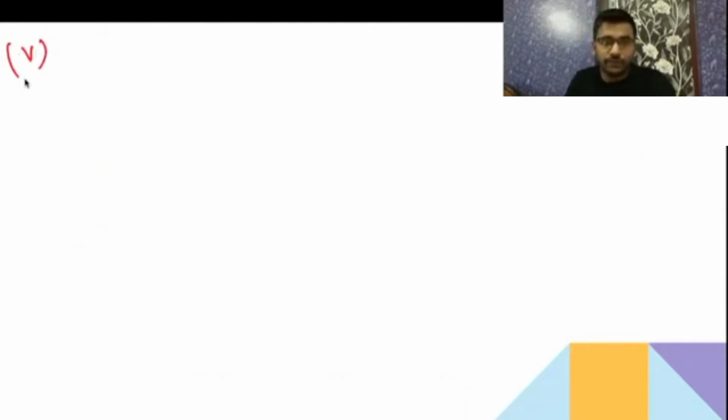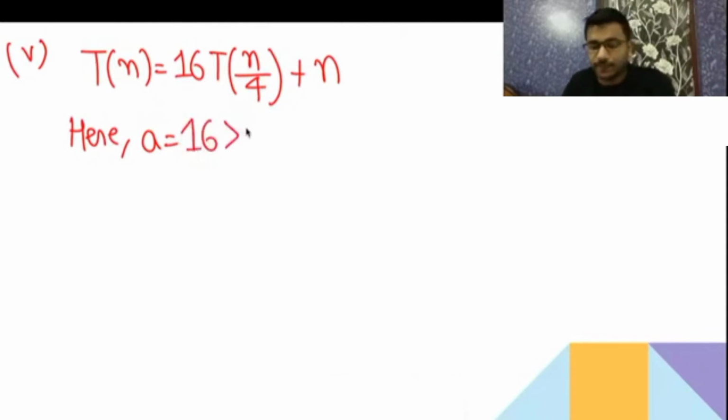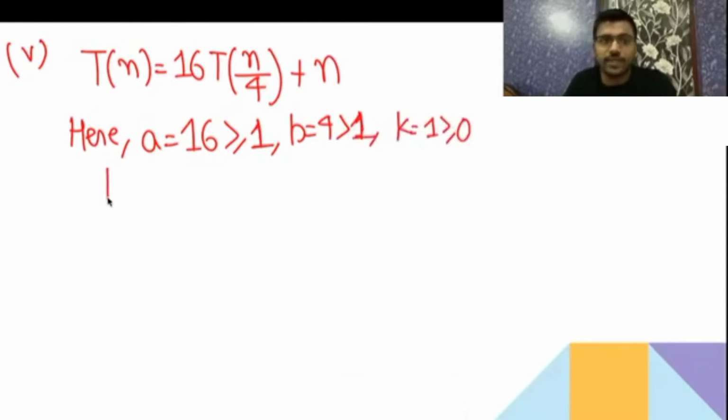If Tn is equal to 16 T n by 4 plus n. So here a is equal to 16, which is greater than or equal to 1, condition satisfied. This condition is there, it is satisfied. And b is equal to 4, greater than 1, satisfied. And k is here 1, which is greater than or equal to 0, satisfied. And p here is 0.